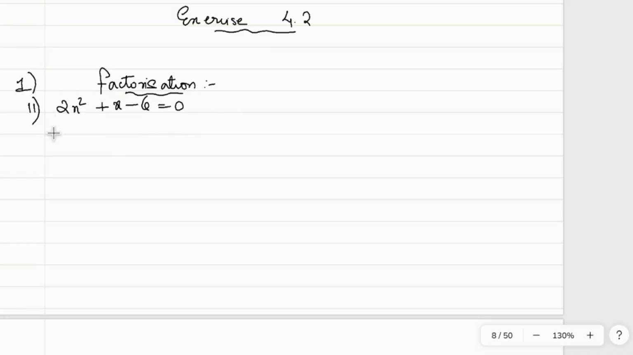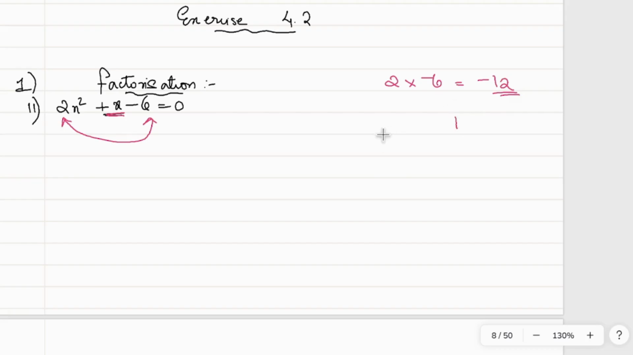In order to do that, we have to check the middle term, as well as take the product of the first and the last term. From there, we will have to take the coefficients. What is the coefficient of x square? It is 2. And the coefficient of x raised to 0, which means the constant term, is minus 6. So here we multiply them both together and we get minus 12. And the middle term is x, that means the coefficient of x is 1 here.